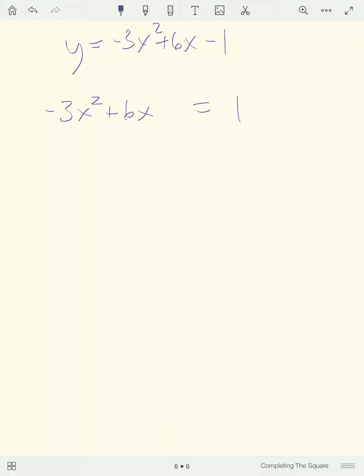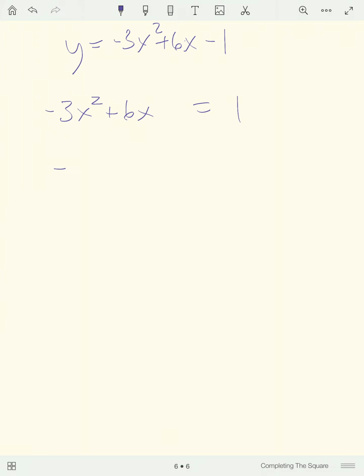Now, we have to deal with that negative 3 before we do our b over 2 squared thing. And don't ask me why, I'm just a tutor, but I can tell you that we just have to deal with it first. So the easiest way to deal with it is to try and factor it out, and in this case that works out pretty nicely because you can see both our a term and our b term have a factor of 3 and even negative 3. So we're going to do that. We're going to factor a negative 3 out of the left side of our equation here.